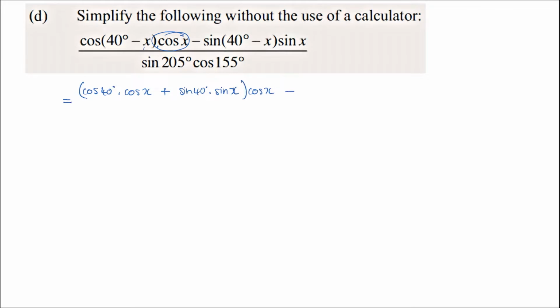Let's look at what happens with the sine compound angle. We're going to have the sine of 40 degrees times the cos of x, and then we have the same sign with the sine compound angle, so then we're going to go cos 40 degrees times the sine of x, and all of that gets multiplied by the sine of x.